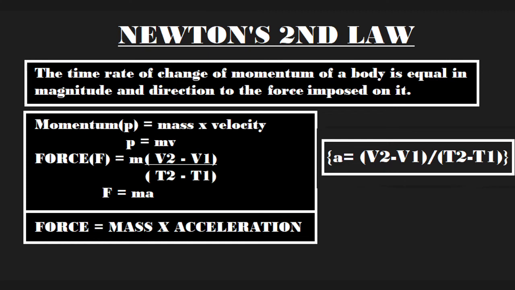But we also know v2 minus v1 divided by t2 minus t1 is nothing but the formula for acceleration. So, we can write the equation as F equals ma, or force is mass times its acceleration. There is also a special case of this law, where the mass is not constant. In that case, there will be a slight modification in the equation, but the basic concept will still remain the same. Now, let's move on to the third law.